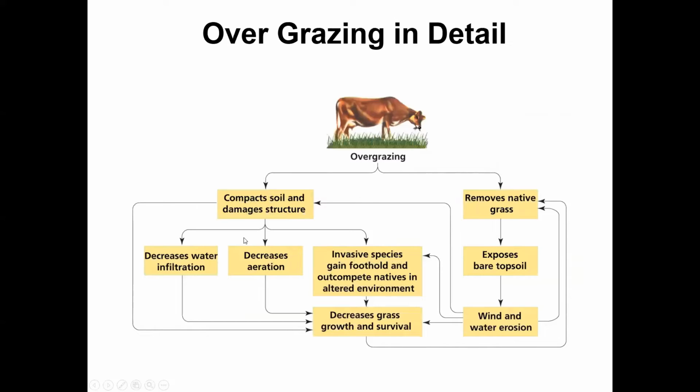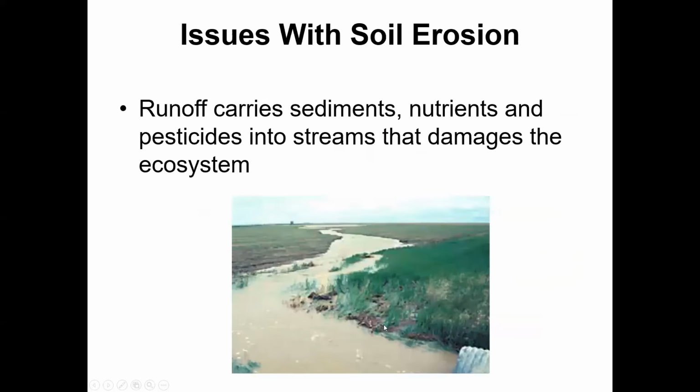Now, overgrazing can also happen in the context of removing native grasses. And again, what this does is that it exposes the bare topsoil, and then you have wind and water erosion taking place, causing decreased grass growth and survival. In terms of runoff, which is another issue with soil erosion, runoff actually carries sediments, nutrients, and pesticides into the streams, and this can damage the ecosystem severely.